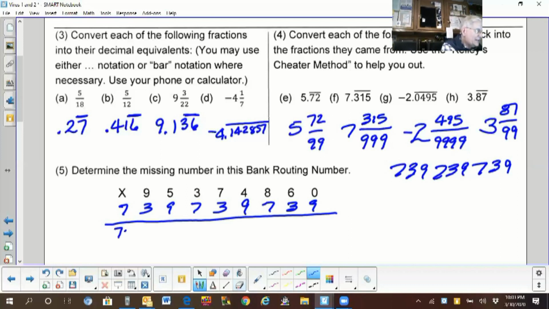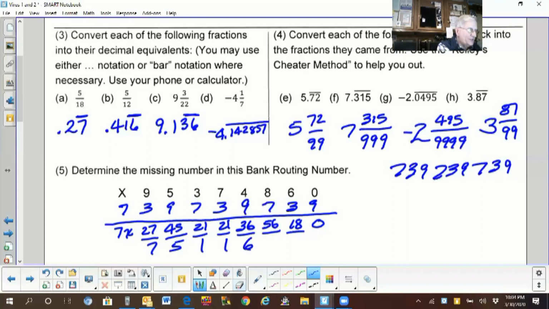So this is 7x, 27, I usually underline a two-digit number, 45, 21, 21 again, 36, 56, 18, and 0. Now, all the numbers I underlined, I'm going to change to mod 10 numbers. And if you recall, any number in mod 10 arithmetic is the last digit of the number you're looking at. So 27 is simply 7, 45 is 5, 21 is 1, 36 is 6, 56 is 6, and 18 is 8.